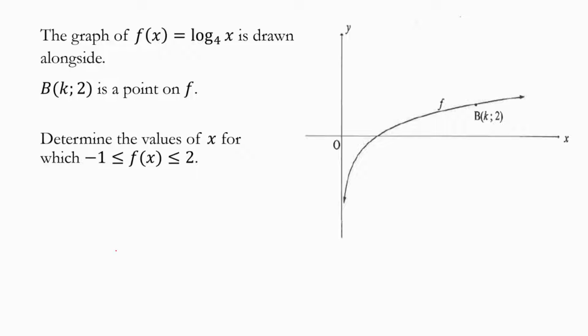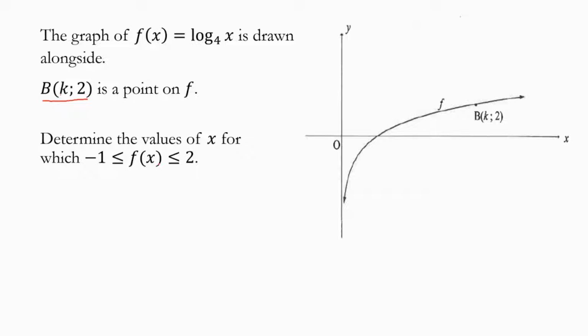The graph of f of x, log of x to base 4, is drawn alongside b. The coordinates of b are k and 2. We found that k is 16 there. So we're going to put 16 there where there's k. And then determine the values of x for which f of x is from -1 to 2.